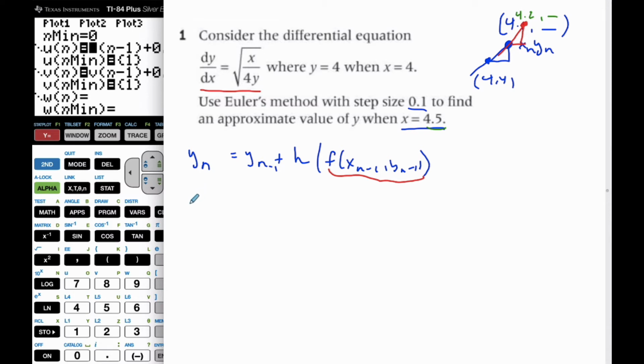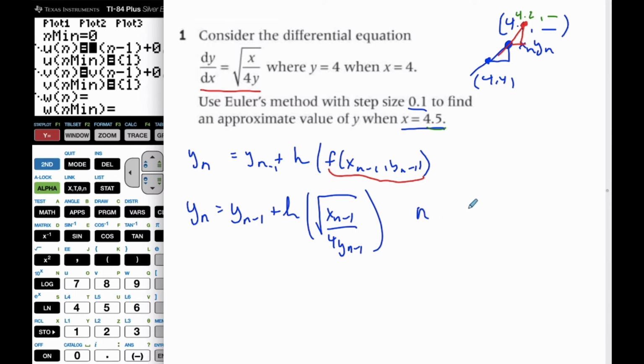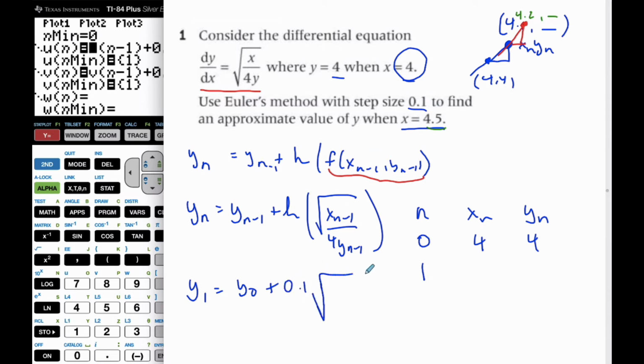So let's go through this. y sub n is equal to y sub n minus 1 plus h times the slope, which is the square root of x sub n minus 1 over 4 times y sub n minus 1. I'm going to set up a table of x n, y n. If n is 0, I get my first point, an x value of 4 and a y value of 4. When n is 1, I'm going to do y sub 0, which is 4, plus h, which is 0.1, times the square root of x sub 0 over 4 times y sub 0.